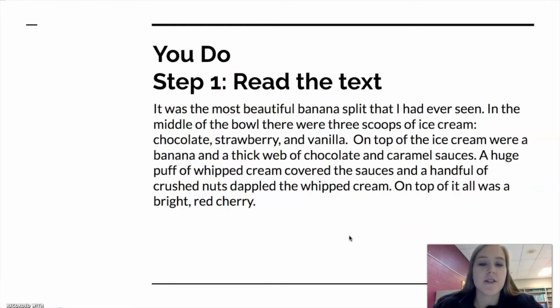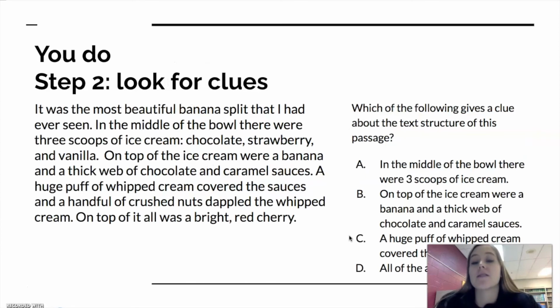All right, I have one that I want you guys to try on your own. Remember, step number 1 is to always read the text. It was the most beautiful banana split that I had ever seen. In the middle of the bowl, there were 3 scoops of ice cream, chocolate, strawberry, and vanilla. On top of the ice cream were a banana and a thick web of chocolate and caramel sauces. A huge puff of whipped cream covered the sauces, and a handful of crushed nuts dappled the whipped cream. On top of it all was a bright red cherry. I like this passage because when I close my eyes, I can picture that ice cream in my head. Okay, step number 2 here is to look for the clues.